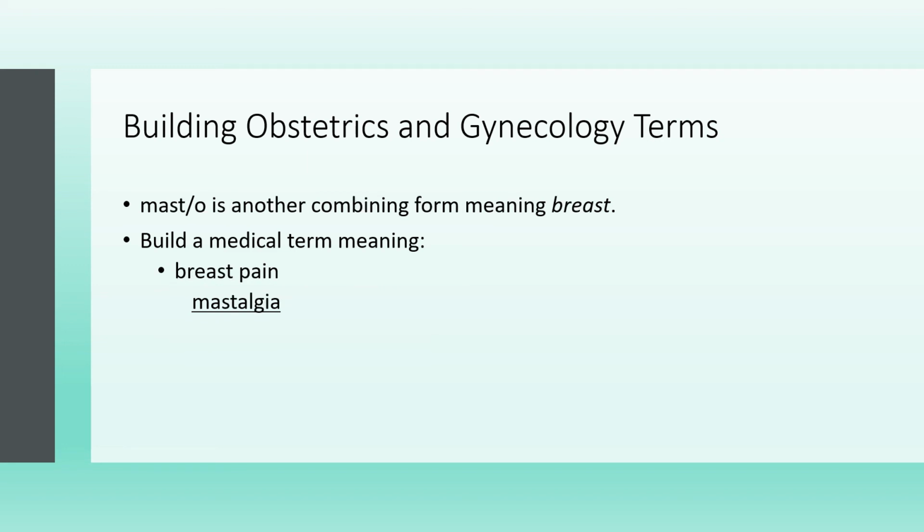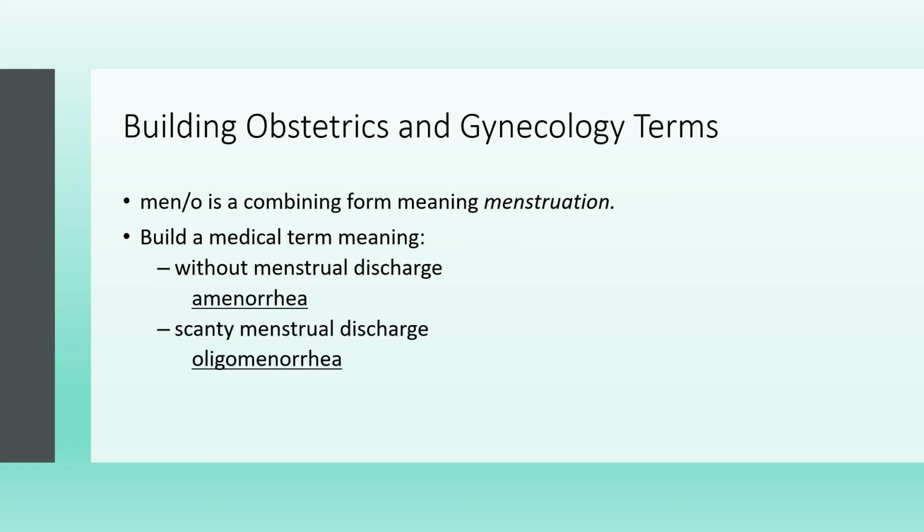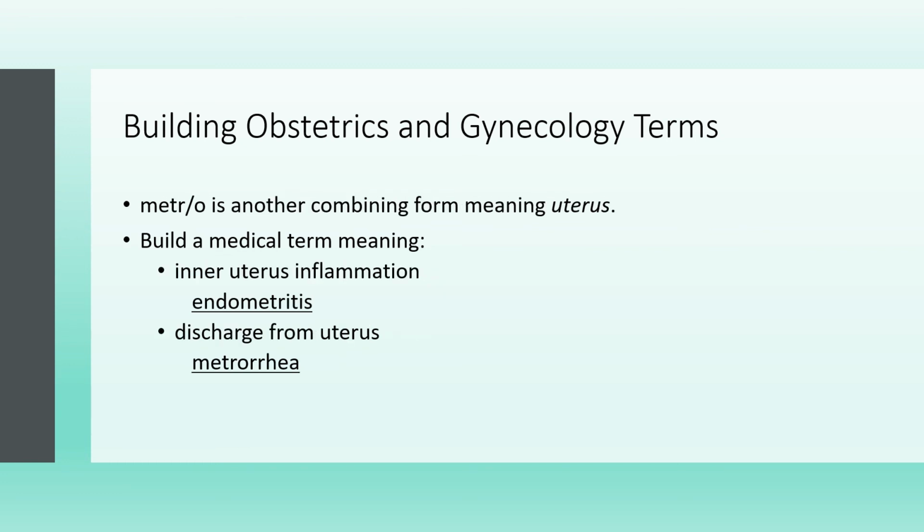Masto is another form that means breast, so mastalgia is breast pain. Amenorrhea is without menstrual discharge. Oligomenorrhea means scanty menstrual discharge. Endometriosis is the inner uterus inflammation. Metrorrhea is discharge from the uterus.